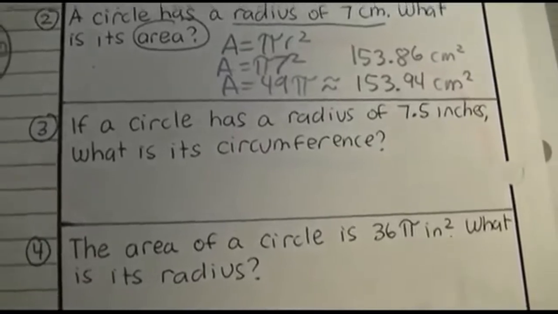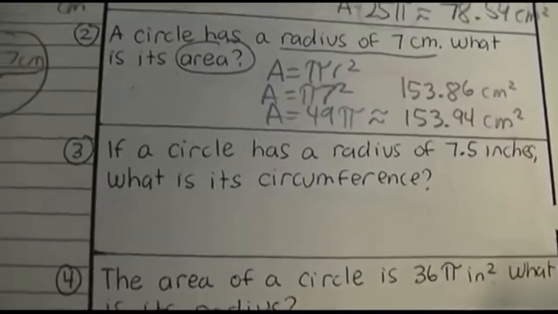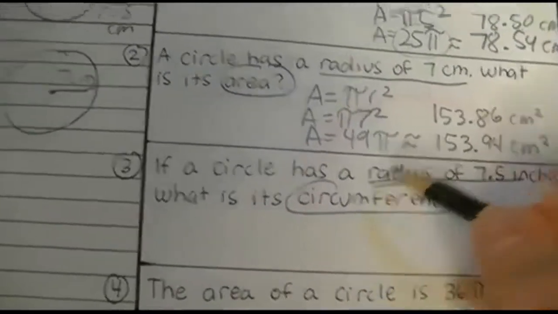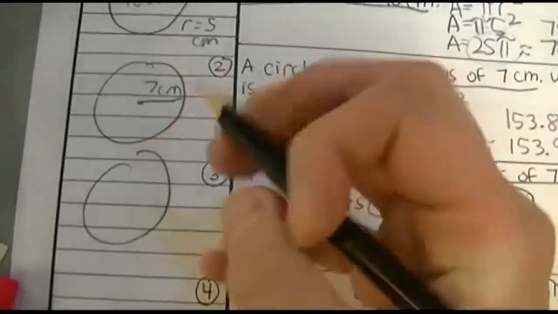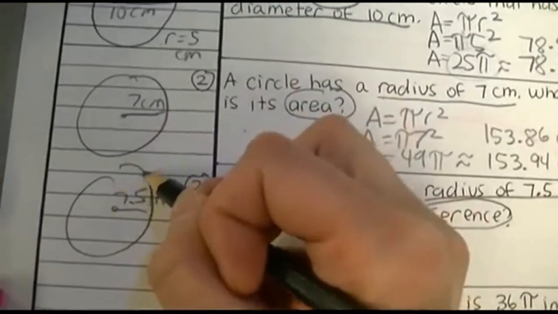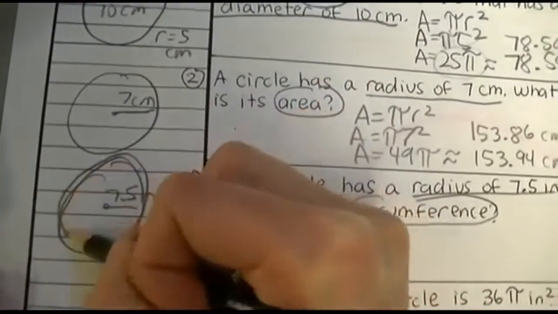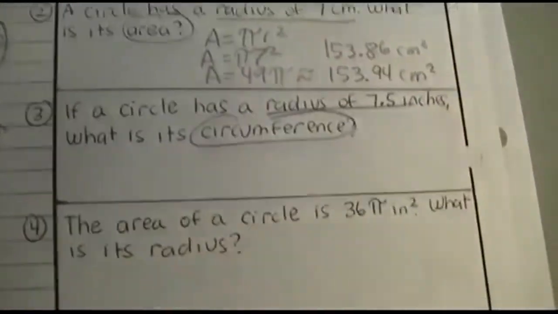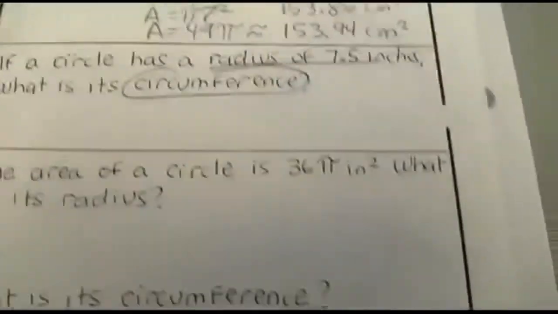If a circle has a radius of 7.5 inches, what's its circumference? So it's given us this radius information right there, but it's asking for the circumference. So a quick little sketch right here. The radius is 7.5 inches, but they want to know what's the distance all the way around right there. They're looking for the circumference, given this information. So there's 2 ways, well, there's probably a couple more ways than that, but there's 2 ways that I've shown you to find the circumference.